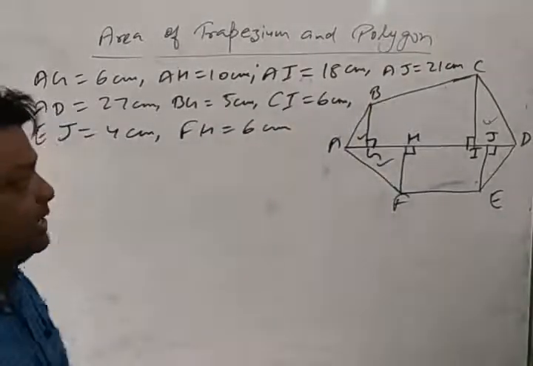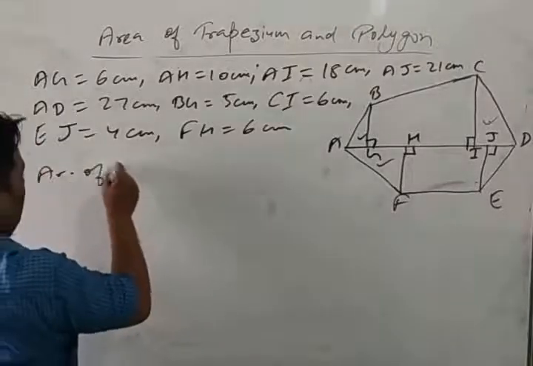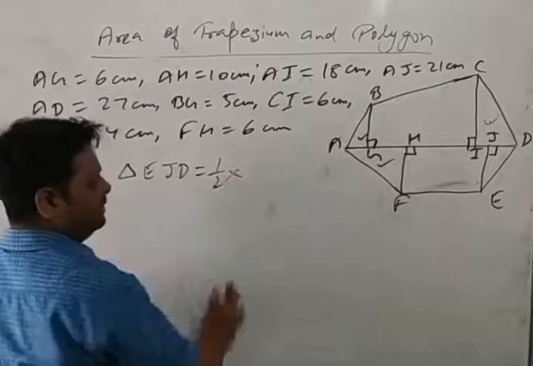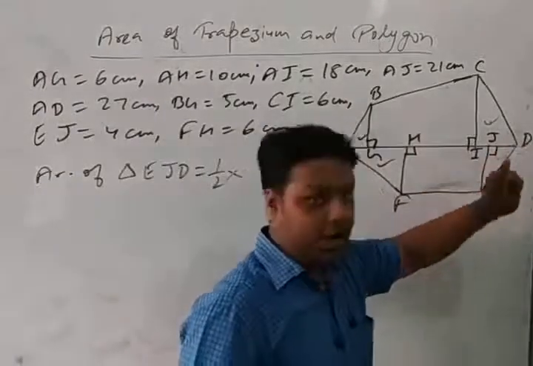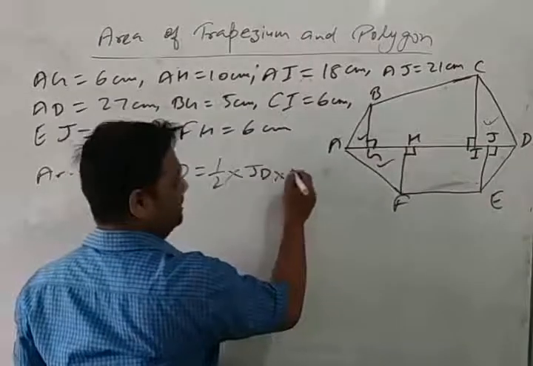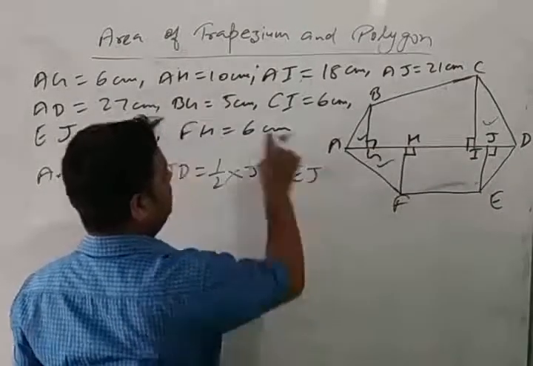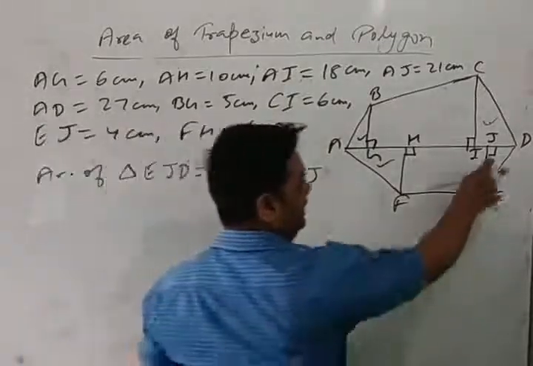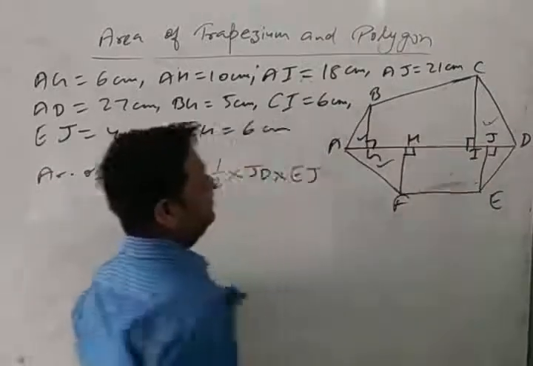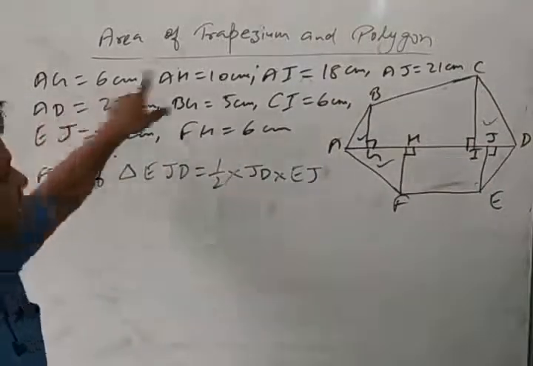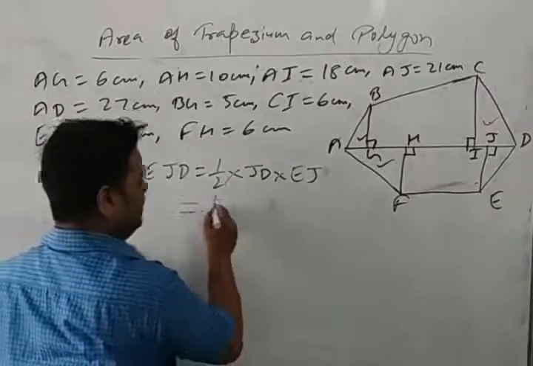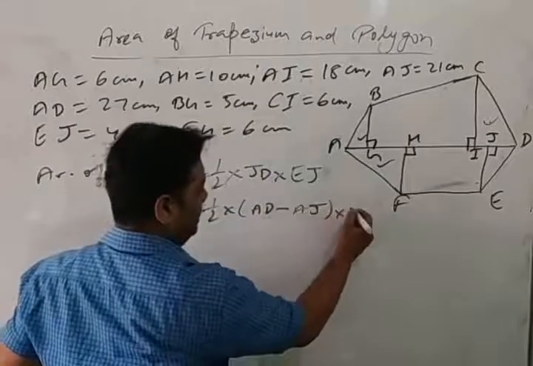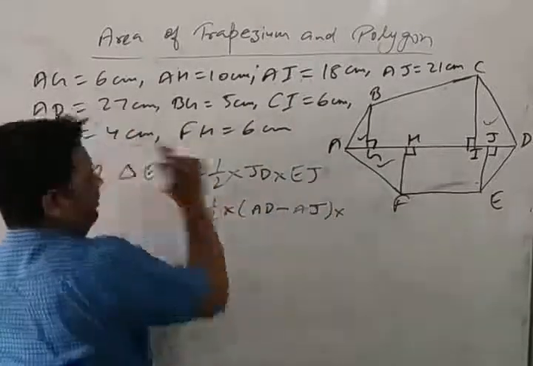Now after that, the last area of triangle is area of triangle EJD, which is equal to 1 by 2 into base JD, not ID, JD, and height EJ. EJ value is given, but JD value is not given. So again we will find JD by AD minus AJ. AD is also given and AJ is also given.